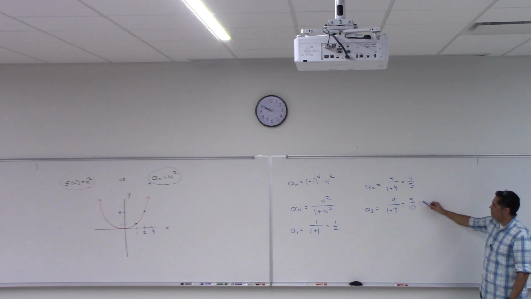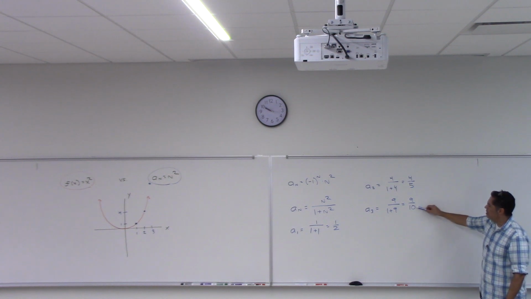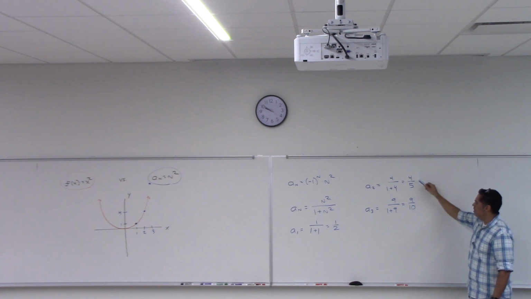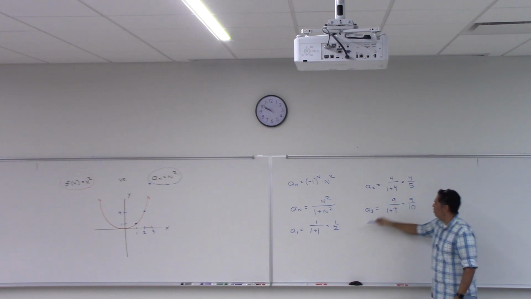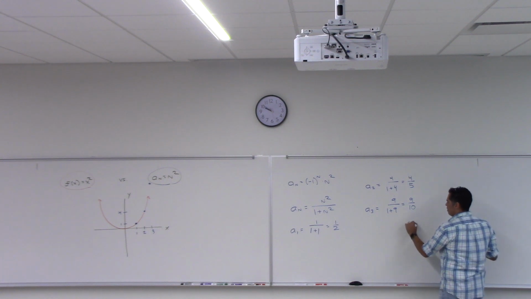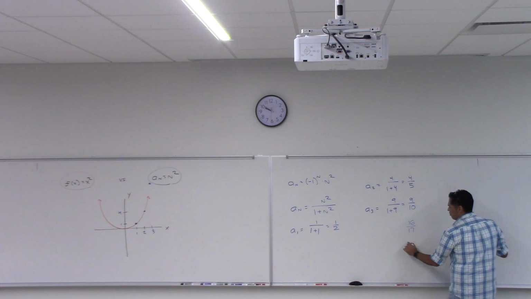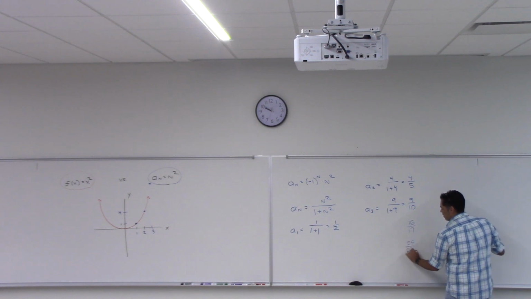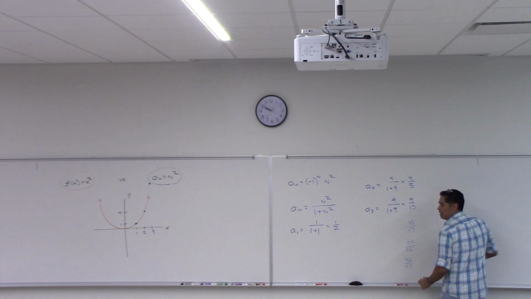Do y'all see a pattern here? The denominator is always one more than the numerator, right? But the numerators are all the perfect squares, aren't they? 1, that's 2 squared, 3 squared. So the next one would be 4 squared over 17. Next one would be 5 squared over 26. Next one would be 6 squared, 36 over 37.